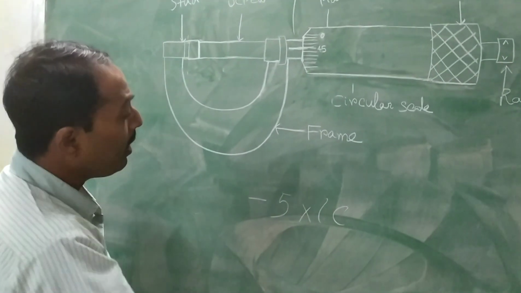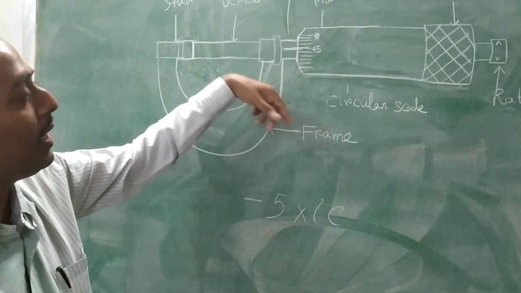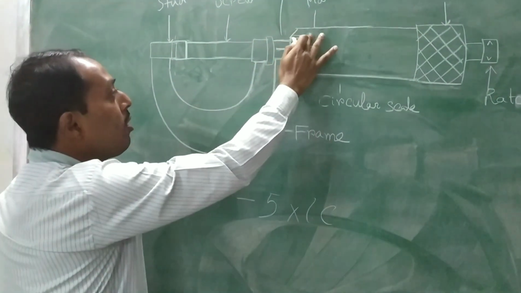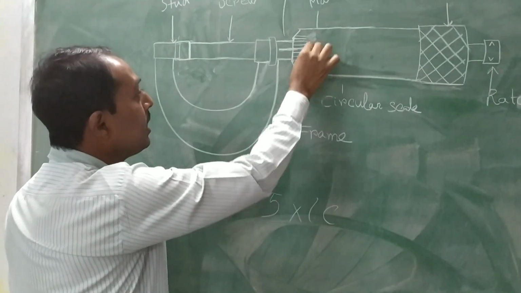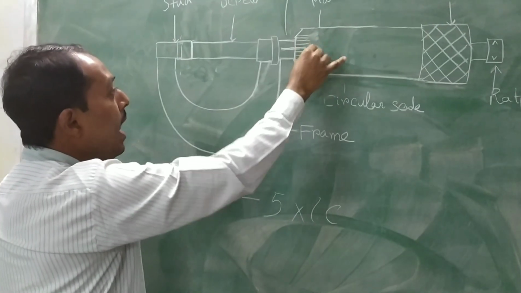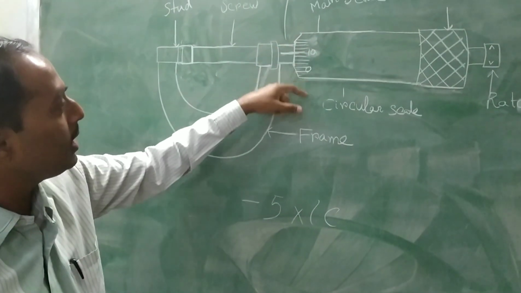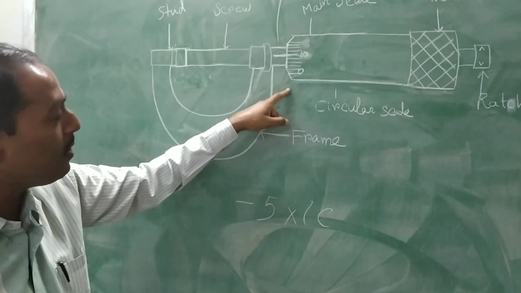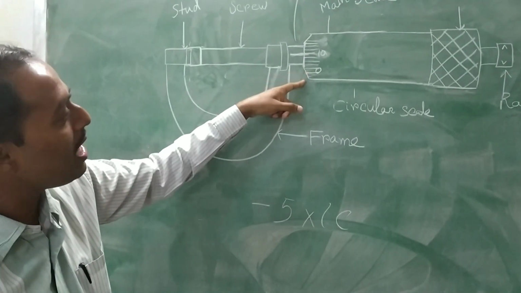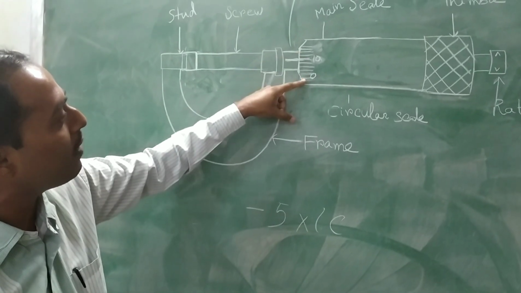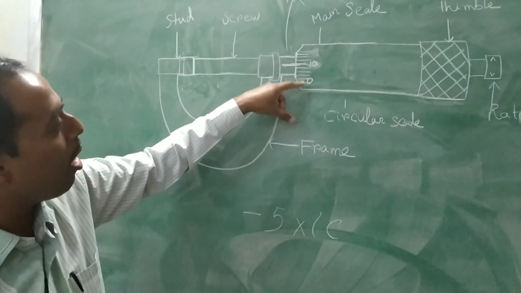Okay, that will be your negative error. But in the opposite case, the 0 of the circular scale may be like this. If it is 10 and 0 is downward, that is below the reference line, then it will be a positive error. In a similar way, you can calculate the number of divisions from 0 to that reference line. How many divisions?